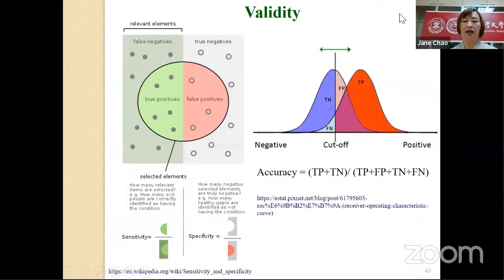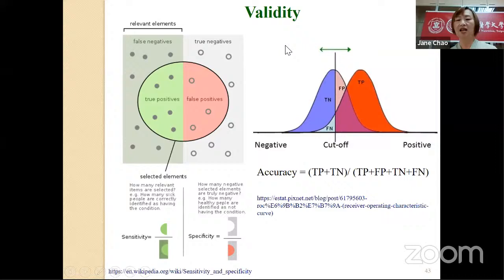And validity, we also have validity tests. So there are different domains of validity. So we have false negative, true negative, true positive and false positive. So you can see this, we can calculate what we call sensitivity and specificity. Both are indicators for validity. So if we have high sensitivity and high specificity, we have good validity. So there is sensitivity calculation, specificity calculation, and accuracy calculation based on these four parameters: false negative, true negative, true positive, and false positive.